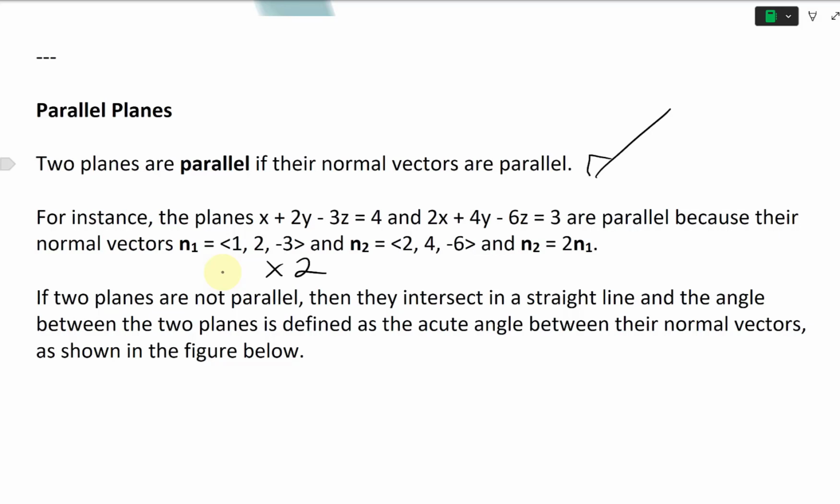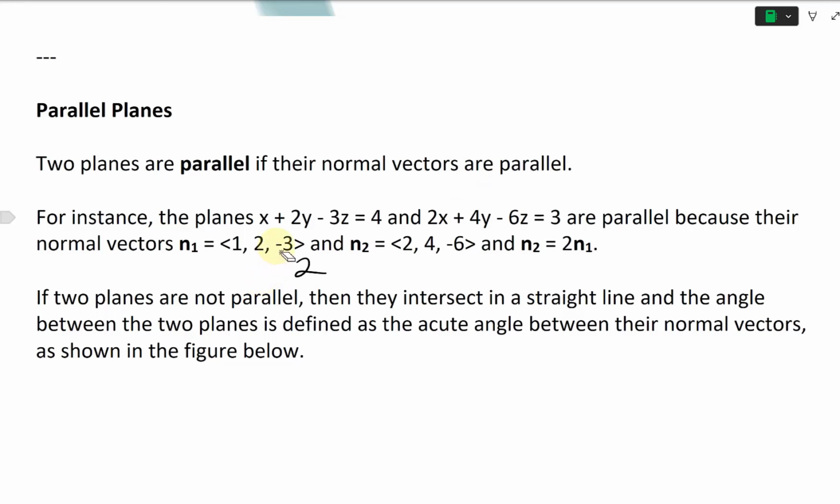In this case, you have one vector pointing this way, and the other is the same but double, so it's 2 times n1. So it's parallel, and you have parallel planes. The constants on the right, the 3 and 4, just shift the plane in space, but it's still parallel.